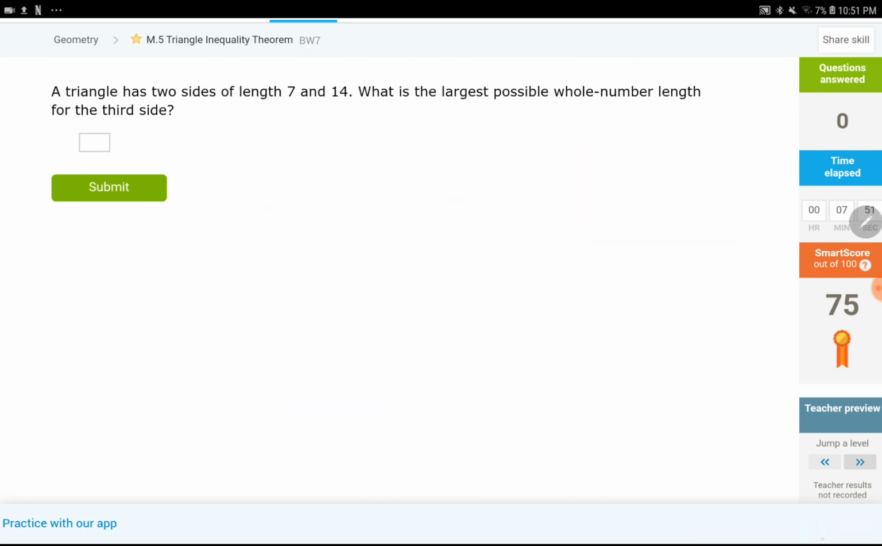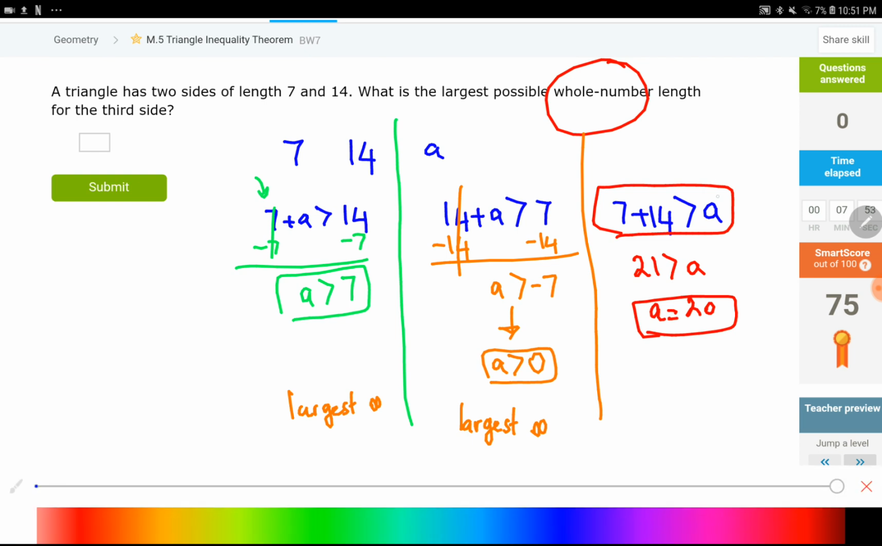But in the third inequality, on the other hand, it says this is my limit. This means a is going to be less than a particular number, and that number is 21. Based on this condition, the maximum a value would be 20.